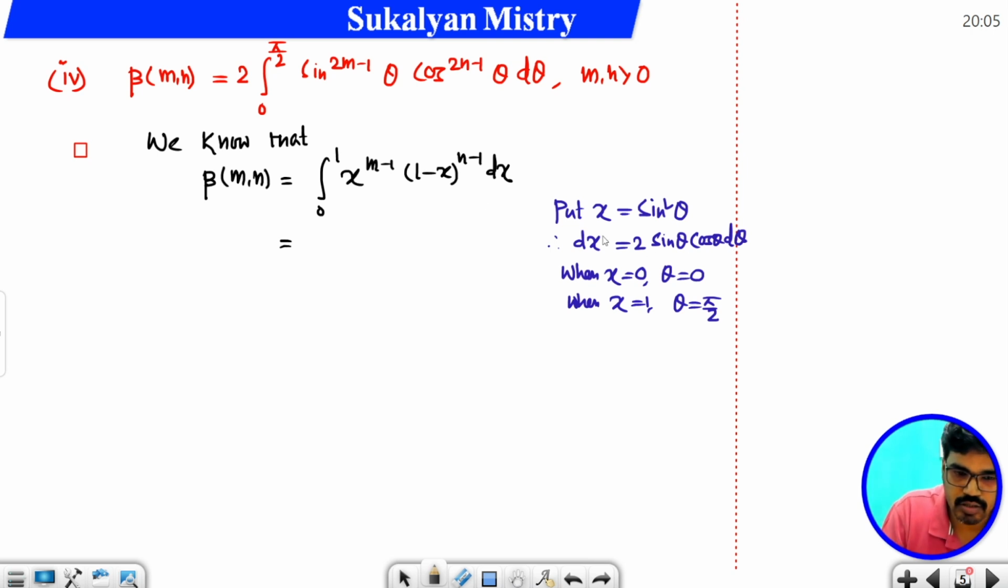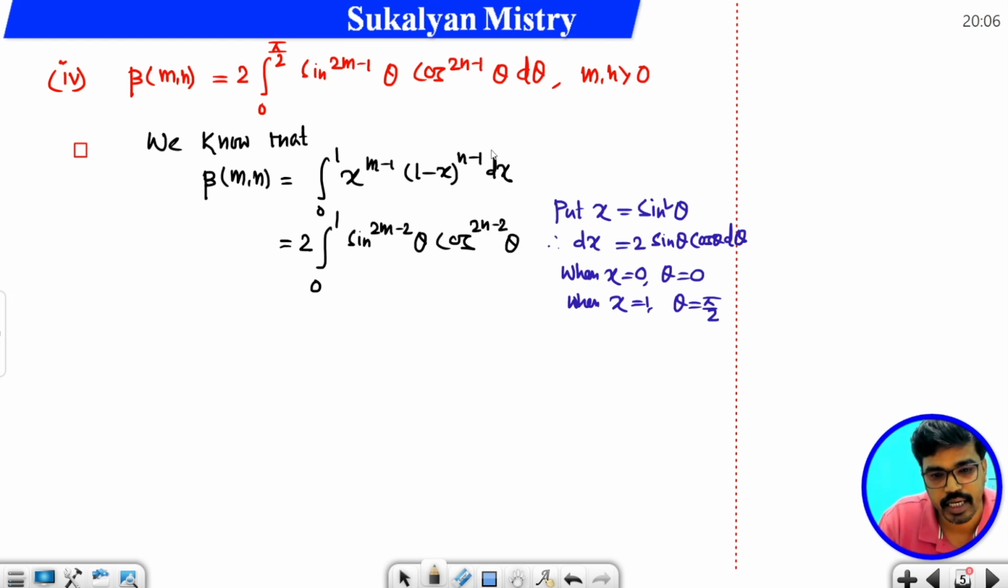So this equals, dx is 2 sin theta cos theta d theta, so 2 times the integration, x to the power m minus 1 means sine to the power 2m minus 2 theta. 1 minus x is 1 minus sine square theta, that is cos square theta, so cos to the power 2n minus 2 theta. dx is 2 sin theta cos theta d theta, okay?